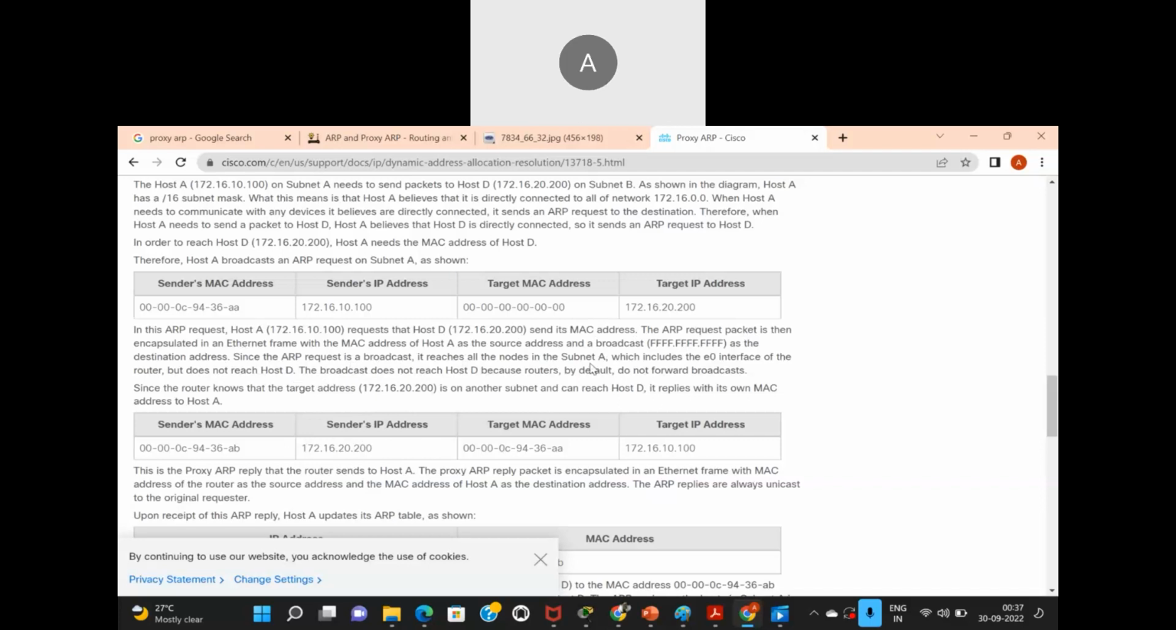Since the ARP request is a broadcast, it reaches all nodes, which includes the E0 interface of the router, but does not reach host D. The broadcast does not reach host D because routers by default do not forward broadcast. Since the router knows that the target address is on another subnet and can reach it, it replies with its own MAC address to host A.